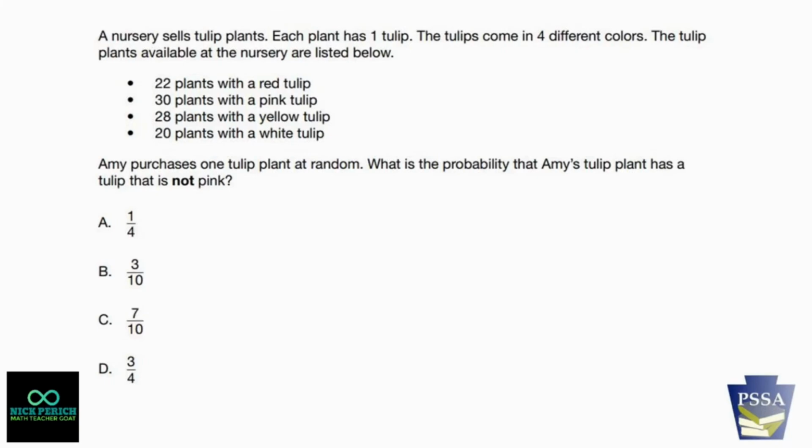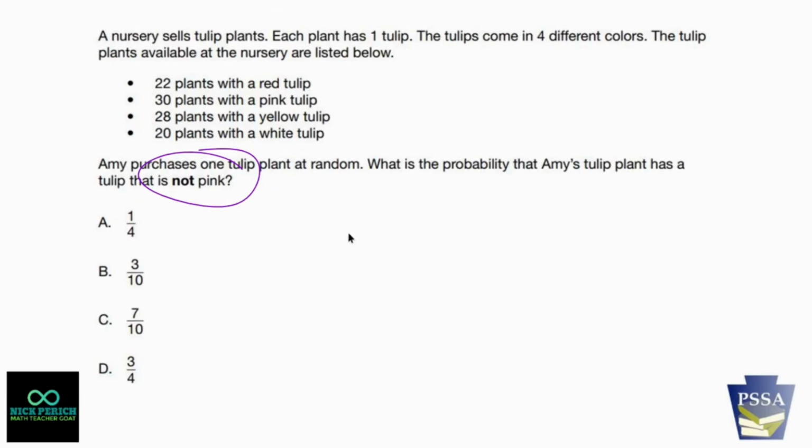All right, so 22 plants have a red tulip, 30 plants have a pink tulip, 28 plants have a yellow tulip, and 20 plants with a white tulip. Amy purchases 1 tulip plant at random. What is the probability that Amy's tulip plant has a tulip that is not pink?